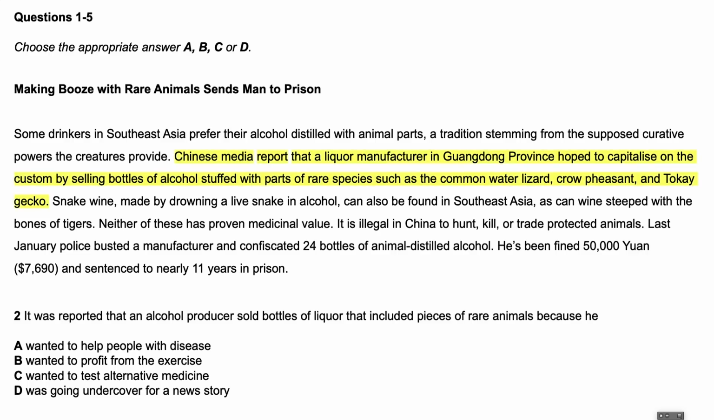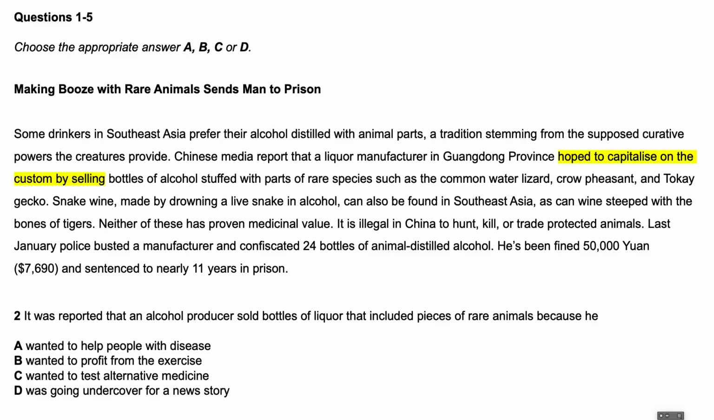Let's take a closer look here. Okay, so this sentence says Chinese media report that a liquor manufacturer in Guangdong province hoped to capitalize on the custom by selling bottles of alcohol stuffed with parts of rare species such as the common water lizard, crow pheasant, and tokay gecko. So if we look more closely here, what we really want to focus on is this part here. He hoped to capitalize on the custom by selling. So which of those answer options connects best with that?